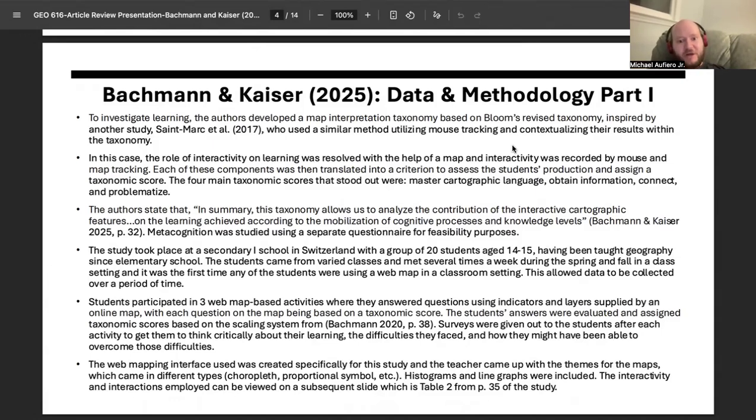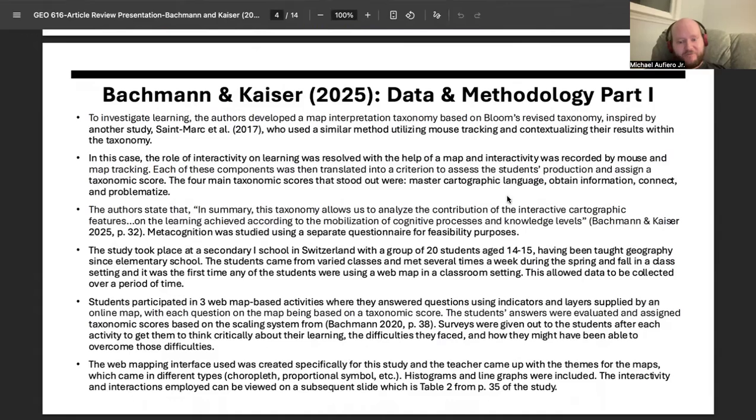Each of these components was then translated into a criterion to assess the student's production and assign a taxonomic score. The four main taxonomic scores that stood out were master cartographic language, obtain information, connect, and problematize. So the authors state that in summary, this taxonomy allows us to analyze the contribution of the interactive cartographic features on learning achieved according to the mobilization of cognitive processes and knowledge levels. And metacognition was studied separately for feasibility purposes.